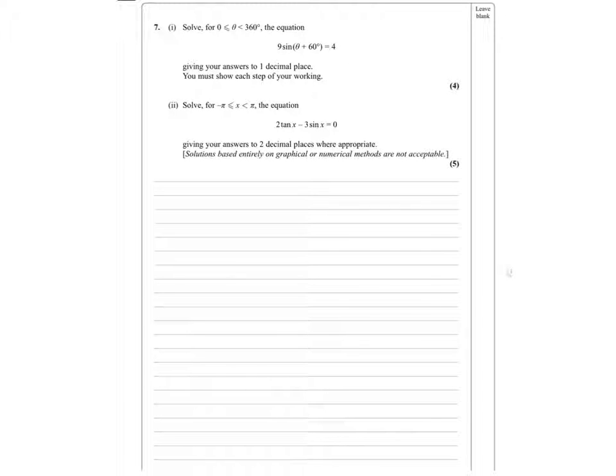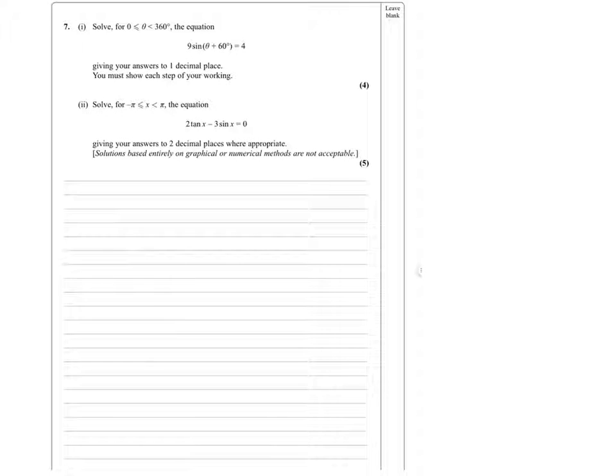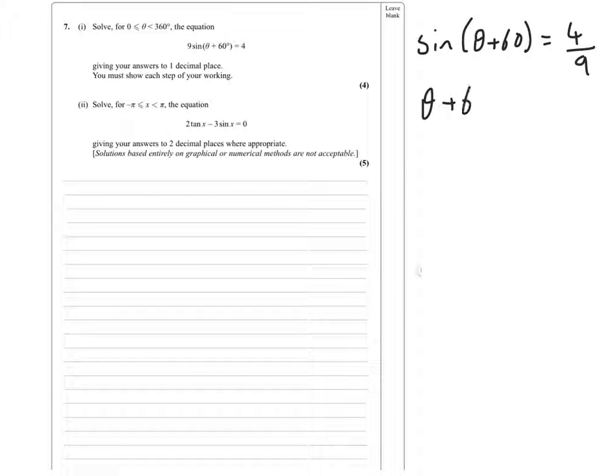Okay, what I would do first of all, divide by 9. So in fact I might even do it up here. Hold on, I'm just going to move this over so I've got a bit of room here. So I would go, well, sine of theta plus 60 equals 4/9. I'd then go theta plus 60 equals sine to the minus 1 of 4/9.